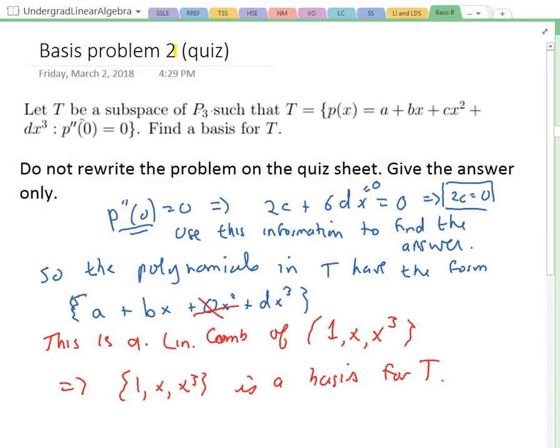Now this is an arbitrary linear combination of 1 and x cubed, so 1 and x cubed is a basis for T. All right, so that's how you do it. You look at your subspace, characterize it in terms of linear combinations, make sure that the vectors in the linear combination are linearly independent, and then you've got a basis. One more problem on this section.